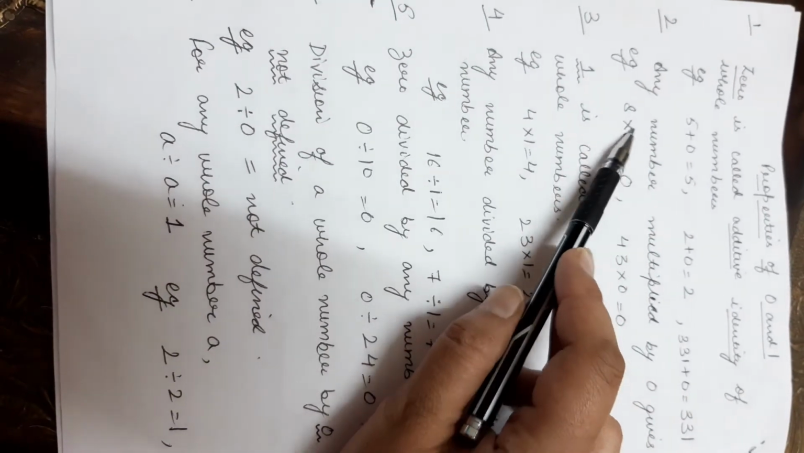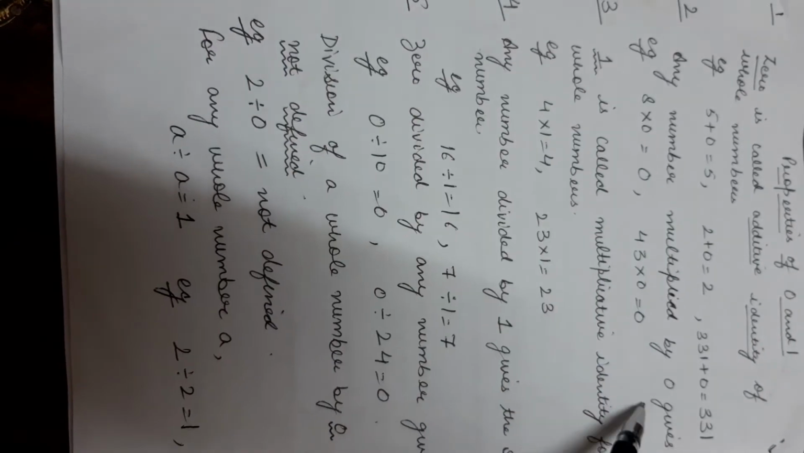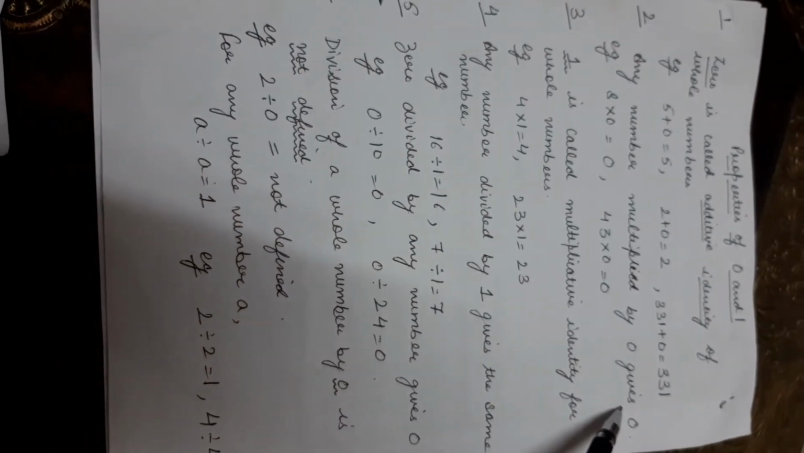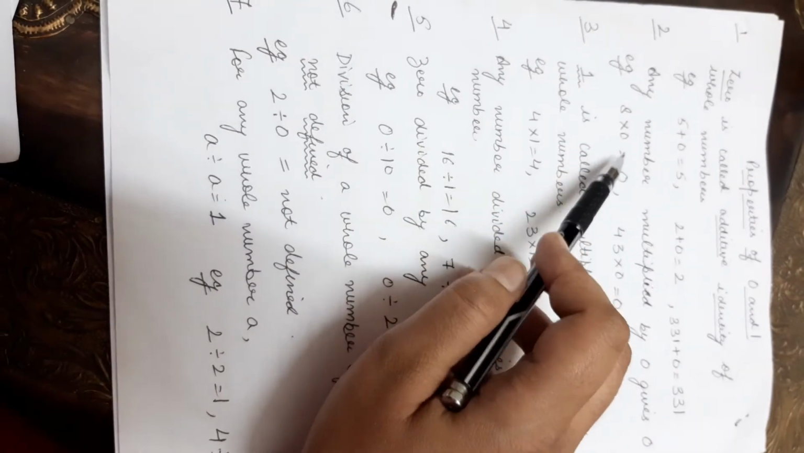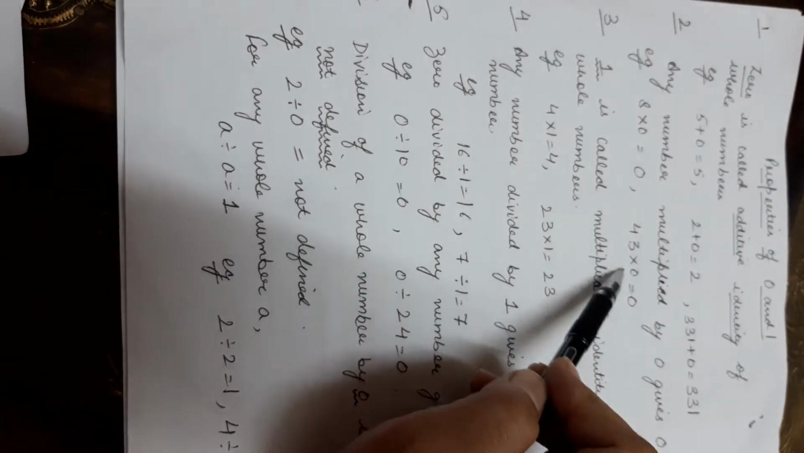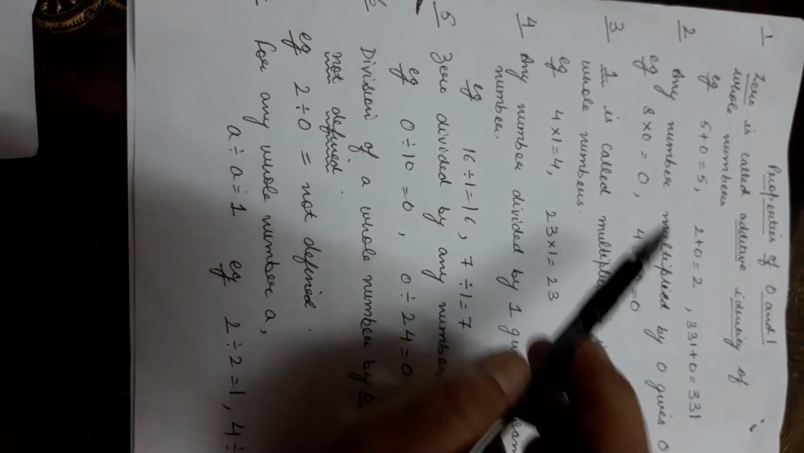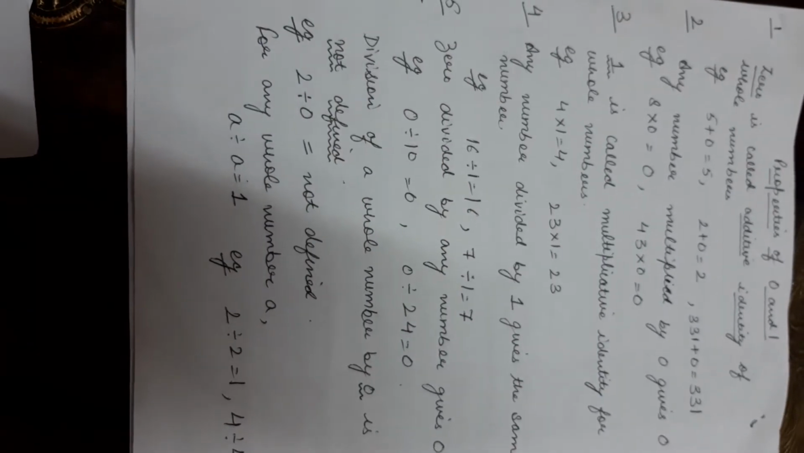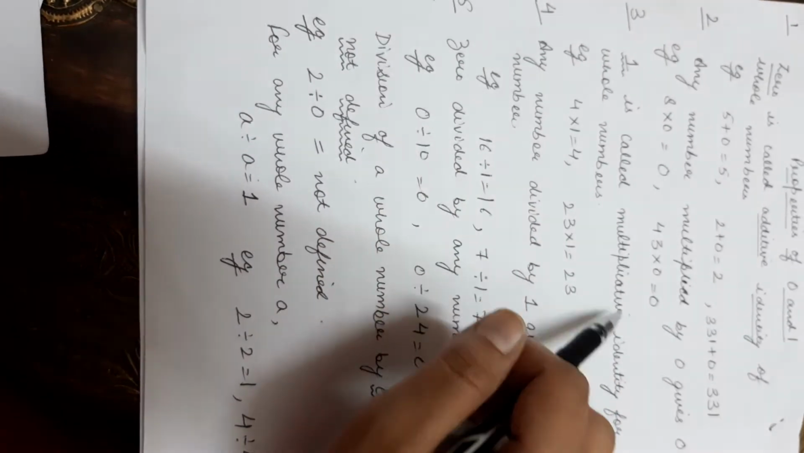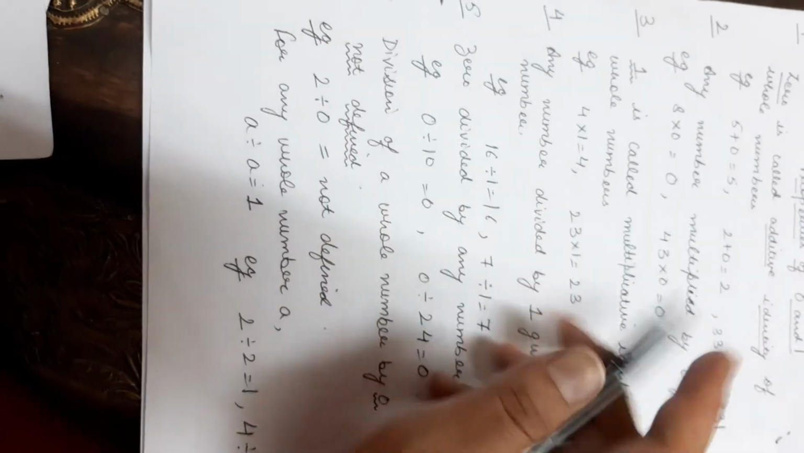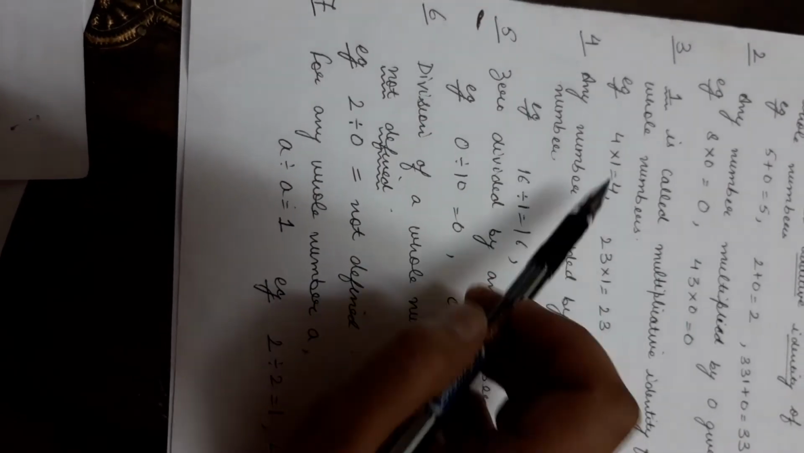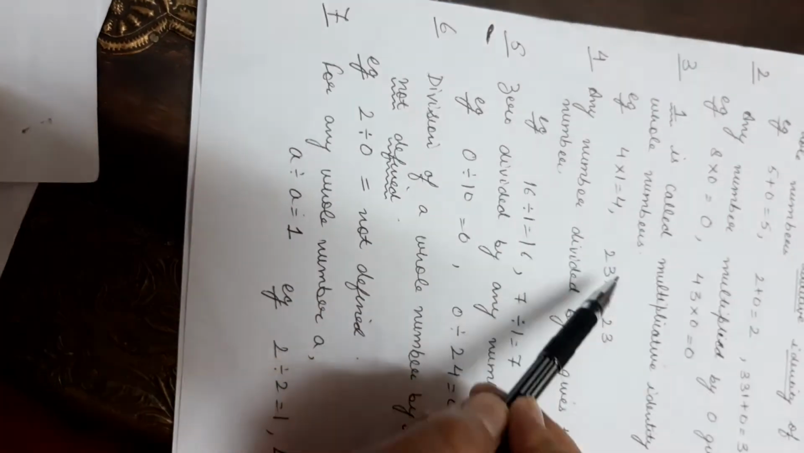Second property, any number multiplied by 0 gives 0. For example, if 8 is multiplied by 0, answer is 0. 43 is multiplied by 0, answer is again 0. Third property is 1 is called multiplicative identity for whole numbers. Again, identity means when the number remains same. Multiplicative means when I am multiplying. So if I multiply 1 with any number, the answer remains same. So 4 multiplied by 1 is 4. 23 multiplied by 1 is 23.